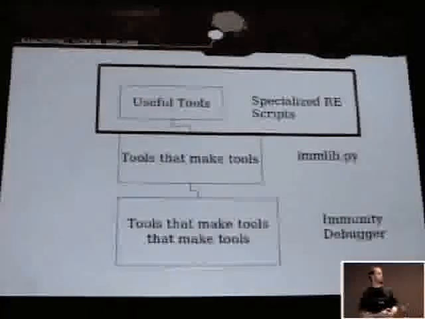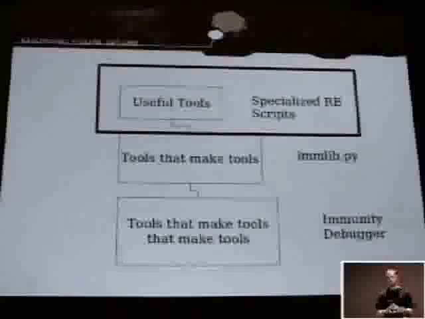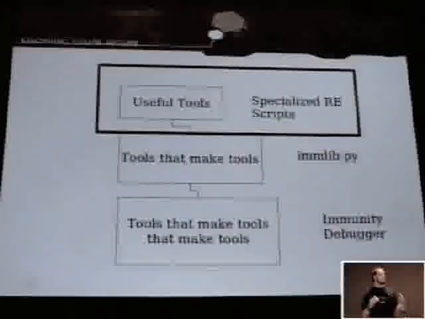We added a Python scripting language inside it and a complete library to help with static and dynamic analysis. So we create these reverse engineering scripts using the Immunity Debugger library, which itself uses the core Immunity Debugger.